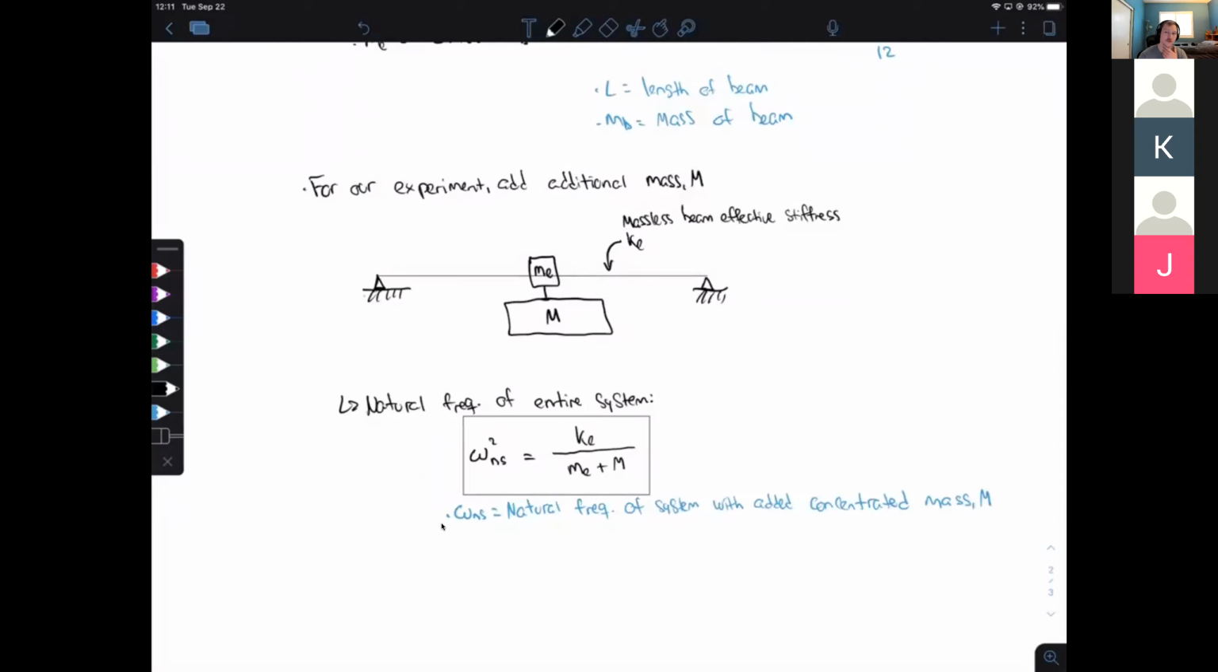Okay, now we're going to rewrite that equation, and we're going to talk about Dunkerley's equation now. And again, what a name that is, Dunkerley. This will let us solve for the effective stiffness and the effective mass experimentally.